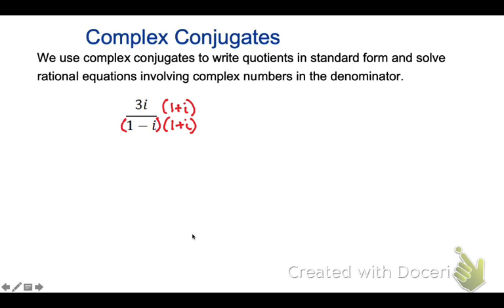So on the numerator, I need to distribute it in, yes? So I get 3i plus 3i squared. Won't the square get rid of the i? Well, it will, yes. Okay. So in the denominator, when I FOIL that out, the middle term is always going to zero out, yes? So it's going to be the first term squared minus the square of the second.